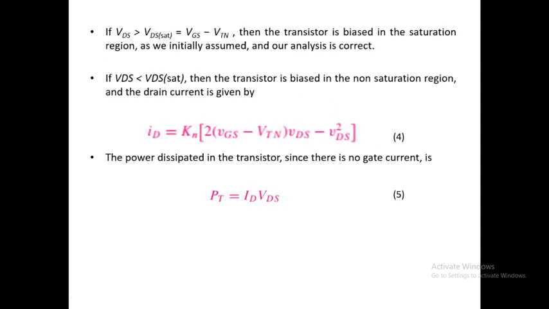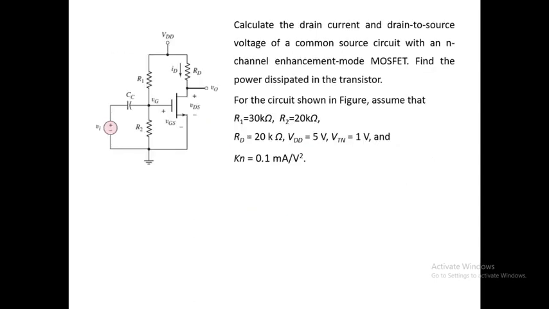Now if VDS is greater than VDS saturation, then the transistor is biased in the saturation region. Our assumption is correct. But if VDS is less than VDS saturation, then the transistor is biased in the non-saturation region, and we calculate drain current ID by the equation of non-saturation current. The power dissipation of the transistor is calculated as PT is equal to ID into VDS. So one numerical is described over here.